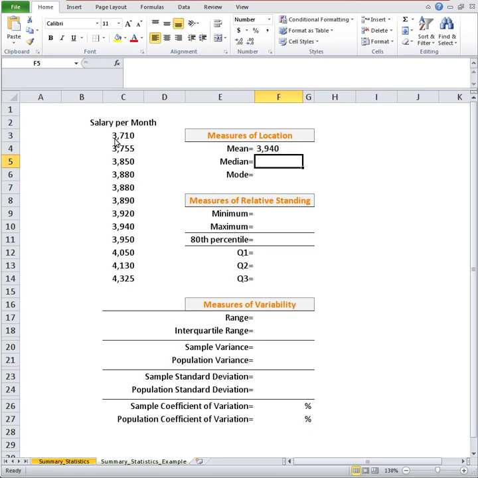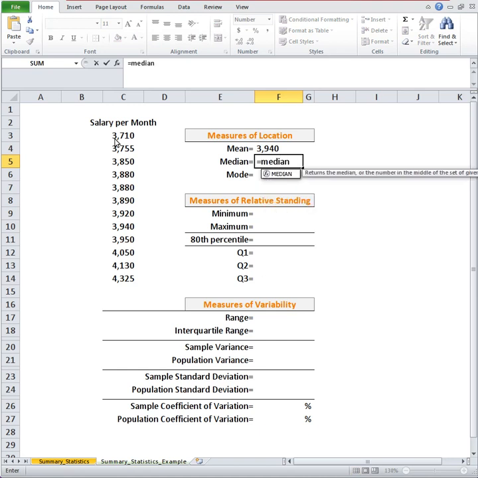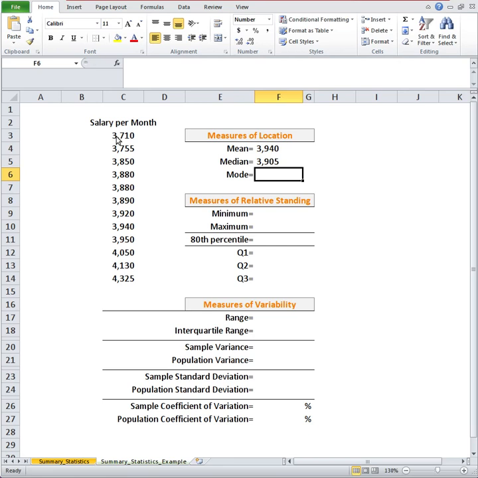This mean is going to be the sample mean as well as the population mean, because the formulas are the same. For the median, we're going to hit equal, and then we're going to use median, which is the formula. Again, I am going to highlight the cells C3 to C14, and then when I hit enter, I get the value for the median.